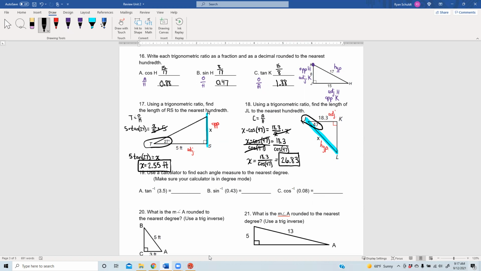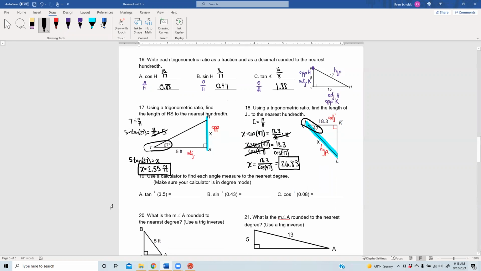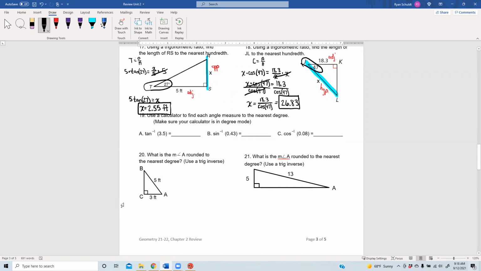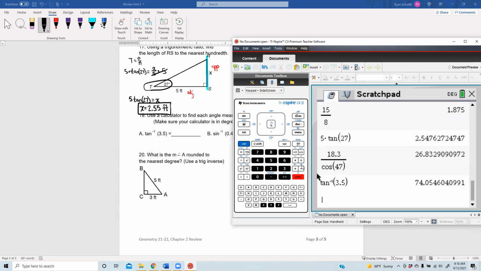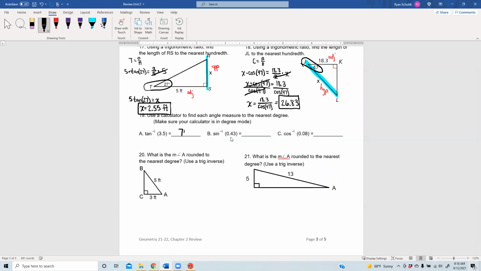Okay, so now we're going to talk about trig inverses. These next three, they just want you to type them straight in the calculator. So the tangent inverse of 3.5 is 74 degrees. Now they want us to round to the nearest degree, so it's just going to be 74 degrees.